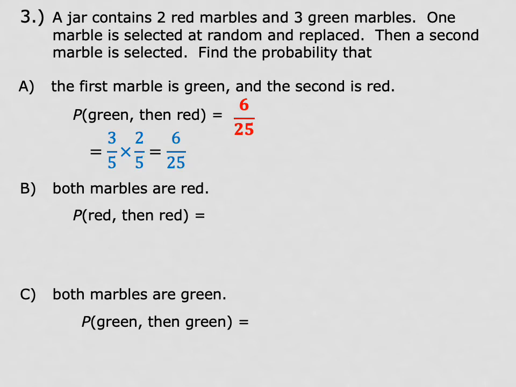Now, if I want the probability that both marbles are red, I'm going to take the probability of getting a red marble, which is 2 out of 5, times the probability of getting a red marble, which is 2 out of 5. Notice these probabilities are the same. That's because when I pick the first red marble, I then put it back, so the probability of getting a red marble again is the same, because you have 5 marbles total and 2 of them are red. So your probability of getting a red and then another red would be 4 out of 25. Why don't you go ahead and try C there?